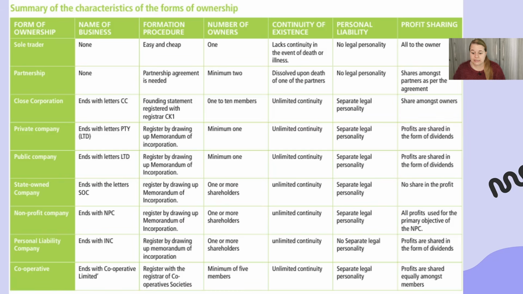All right, here's a very big diagram. Don't get overwhelmed, it's really not that much. We're just taking a summary. So we're taking every form of ownership. We're saying the name of the business. Is there formalities? Must they register? How many owners? Is there continuity of existence, personal liability, and profit sharing? So it's a nice overview and a summary of all the different types of businesses.